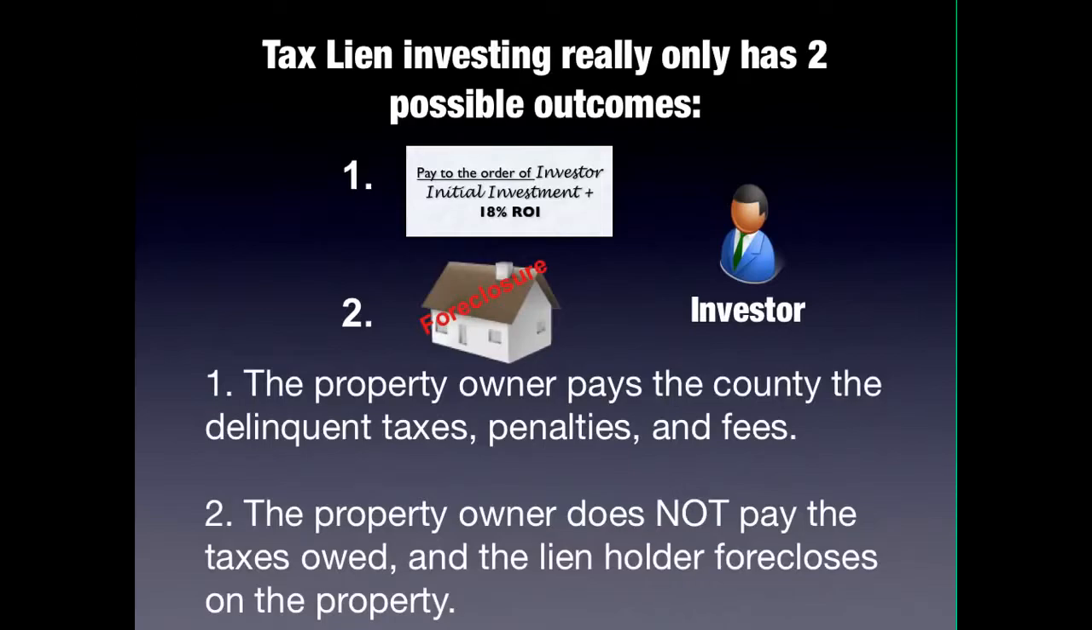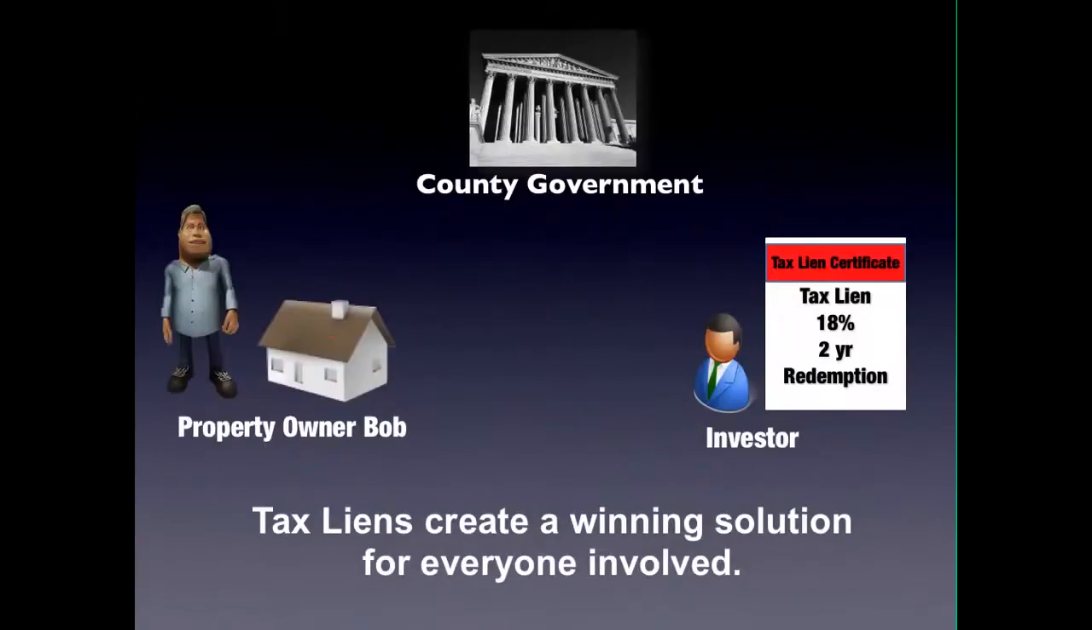So tax lien investing really has 2 possible outcomes. Number 1, the tax lien certificate will pay the investor their initial investment plus their interest rate return. Number 2, the property owner will not pay, and the lien holder forecloses on the property and becomes the new property owner.